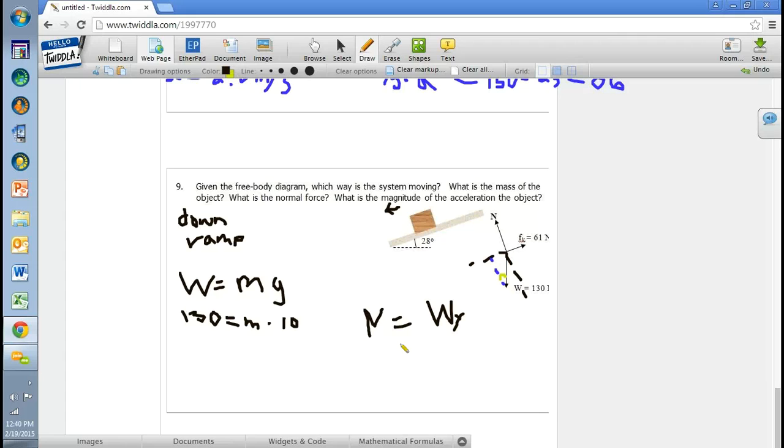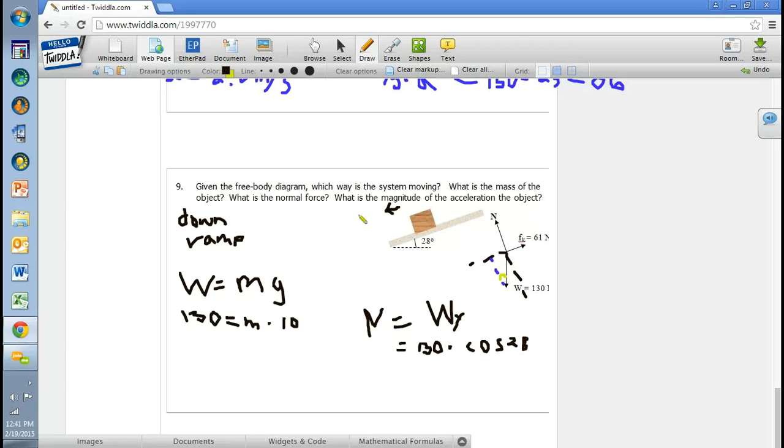This is going to be equal to the weight, which is 130, times what trig function is going to give me the y component? Yeah, cosine. Good. Cosine of the angle, which is 28. And I'll let you guys solve that later on.